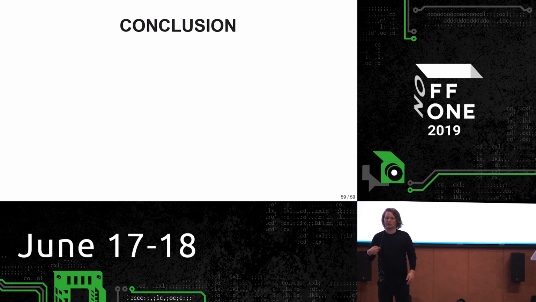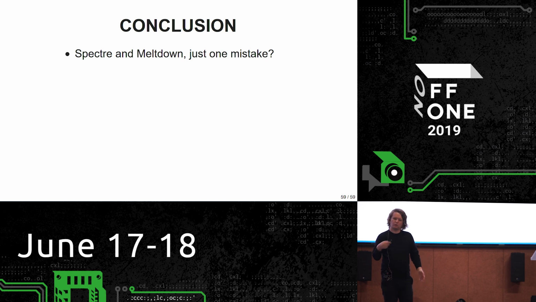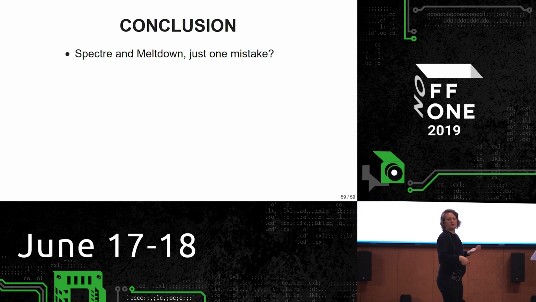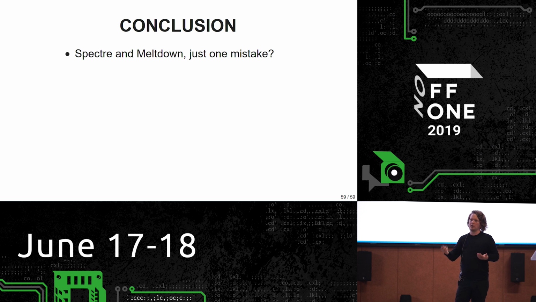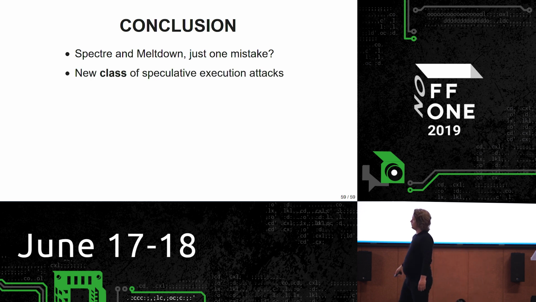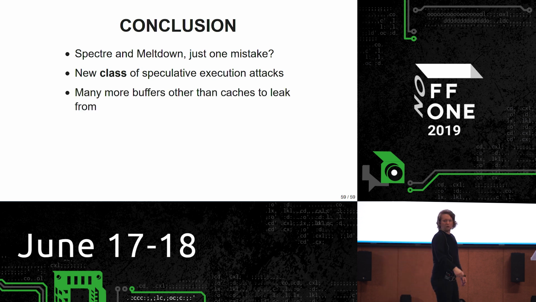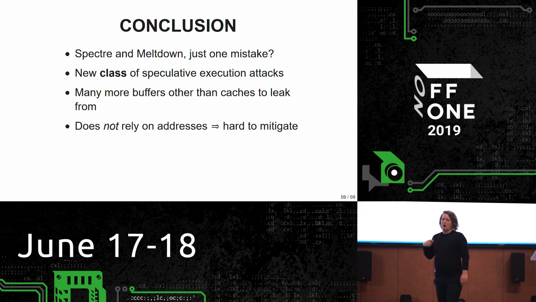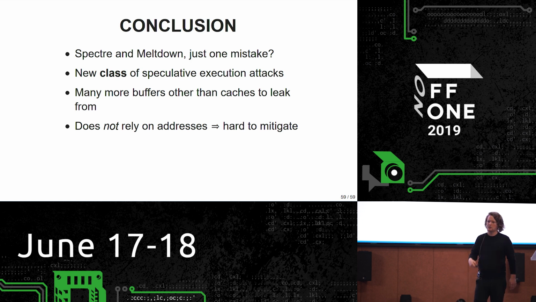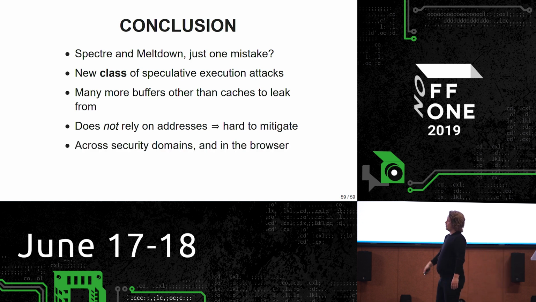So, with that, I'd like to conclude. We thought Spectre and Meltdown were just one instance of these attacks, and we thought, okay, maybe we have fixed this, but it turned out not to be true. We've discussed a new class of speculative execution attacks called RIDL that can leak from many of these internal buffers, besides just the caches that previous attacks did. And since our attacks do not rely on addressing, it's really hard to come up with mitigations that are easy to deploy. So it needs more fundamental fixes, preferably hardware fixes, but of course it takes a few years to deploy new hardware.